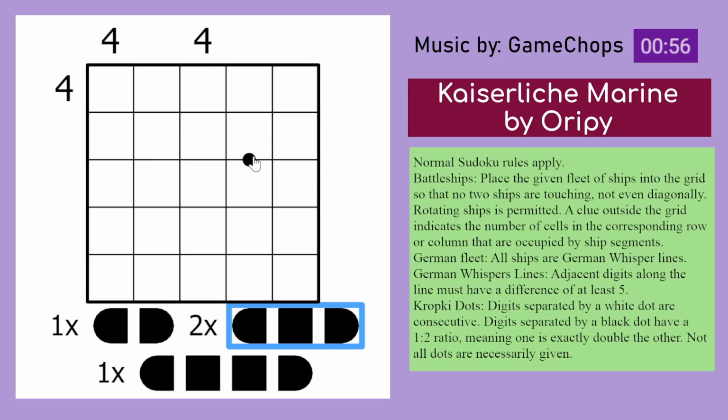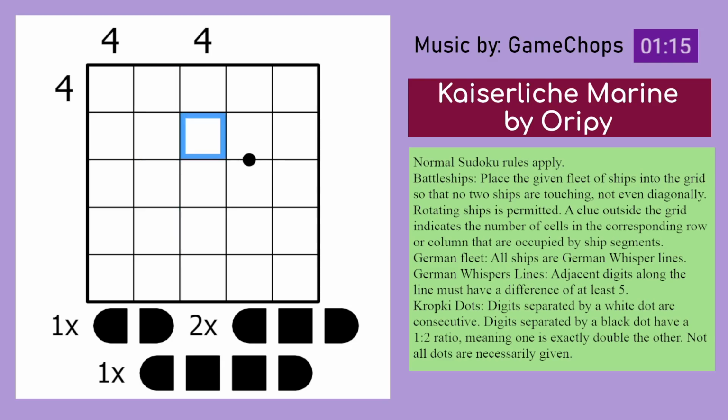German Whisper lines: adjacent digits along the line must have a difference of at least 3. So suppose your battleship looked like this. Then this forms a German Whisper line, where digits must differ by at least 3. So you could have something like this.